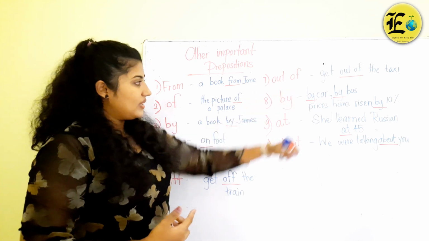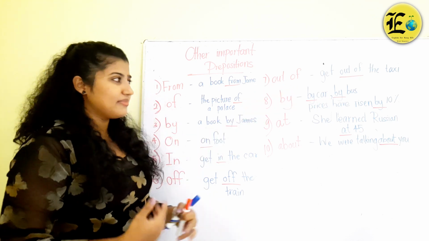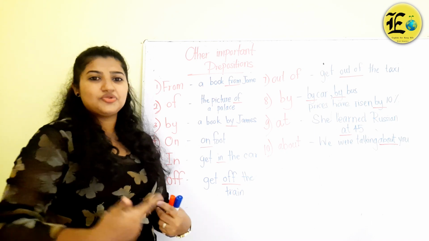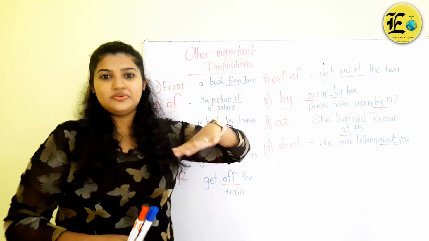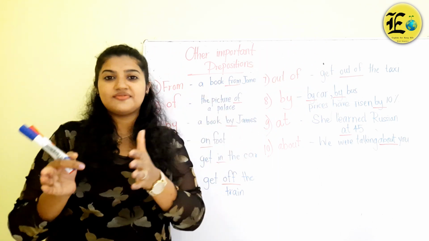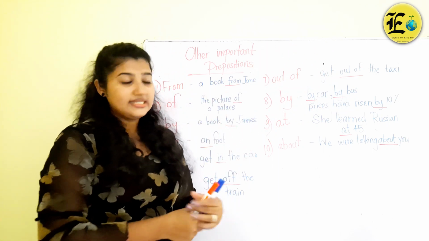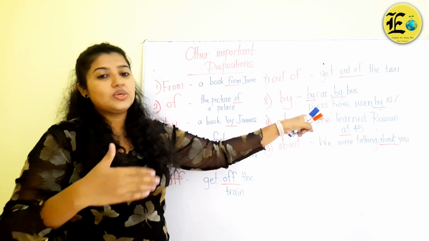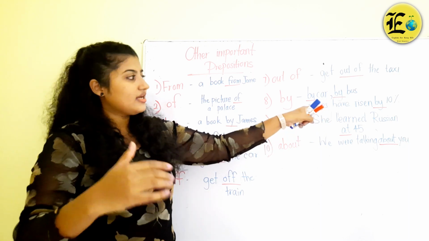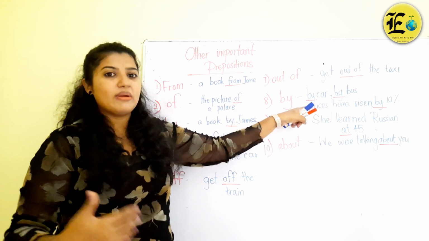The next important one is by. So you can say by car, by bus, I travel to school by car. These probably did not come in prepositions of time or prepositions of place, but it is used to describe an object in detail. So how do you come to school? I come to school by car or by bus.